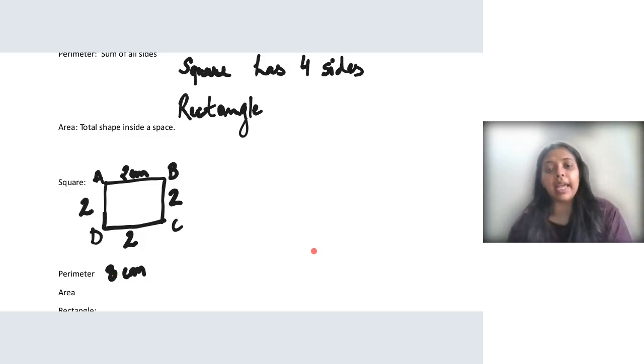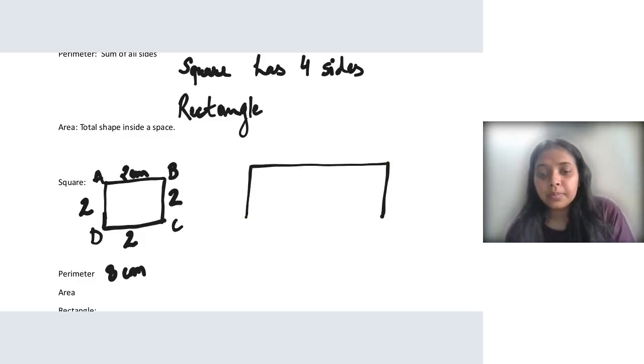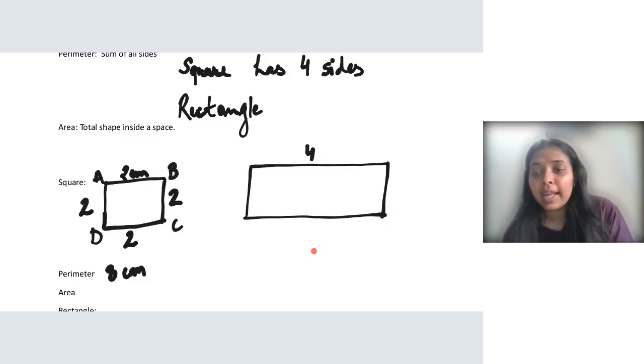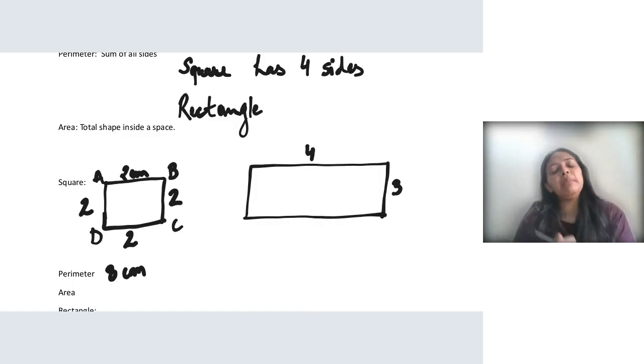Okay. Now, is this a rectangle? Yes. If this is 4 and this is 3, what will be the perimeter of the rectangle? 14. Very good. How did you get 14? I added all the sides. So you added 4 two times and 3 two times, right? Yes. Okay. Now what is area?